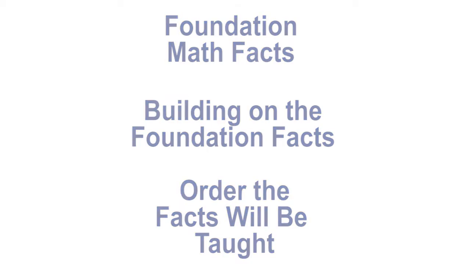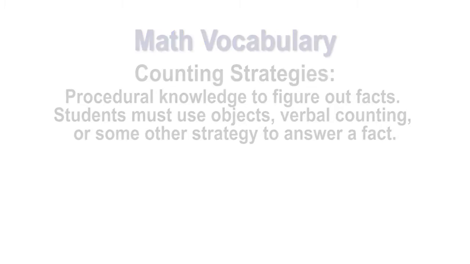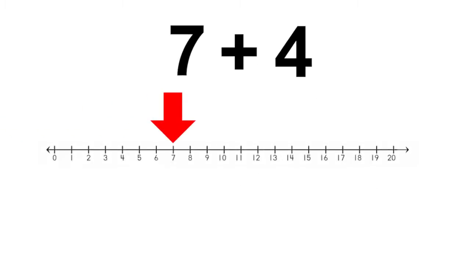The mastery of these basic facts is a developmental process in which students move through 3 phases. The first phase is counting strategies. This is the procedural knowledge of figuring out facts. This is a stage where students must use objects, verbal counting, or some other strategy to find out the answer to a fact. For example, 7 plus 4. The student starts with 7 and counts on verbally: 8, 9, 10, 11. They can also use their fingers to count on in this stage.